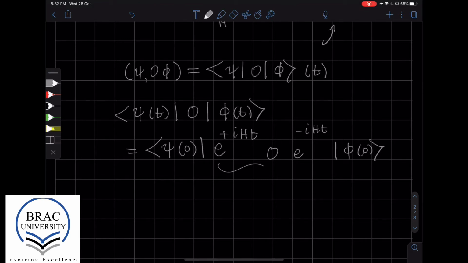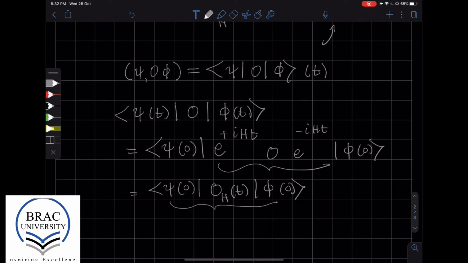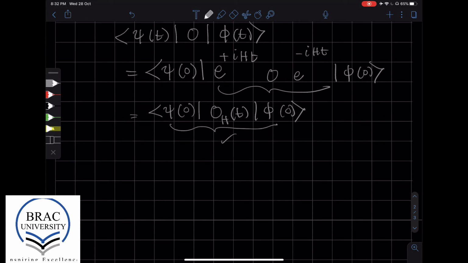And now this is nothing but the definition of the Heisenberg operator in the Heisenberg picture. So we get O_H, which is a function of t, and then phi of 0. So we see that these are the same both in the Schrödinger picture and the Heisenberg picture. Now, the Heisenberg operator O_H, how does it evolve in time?